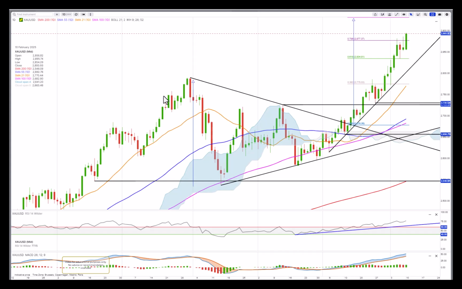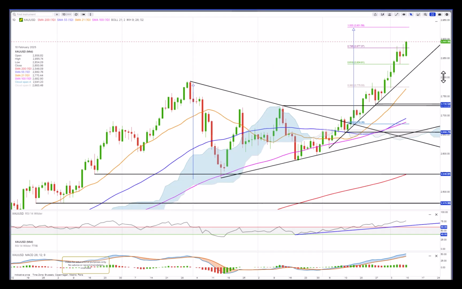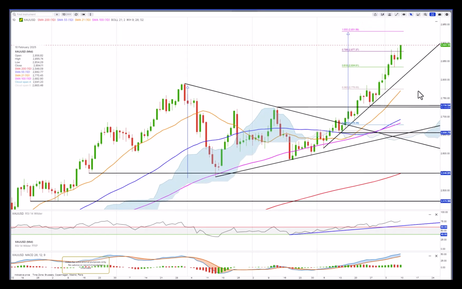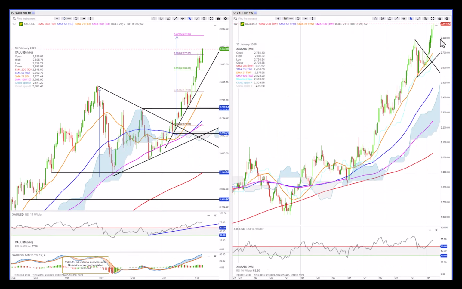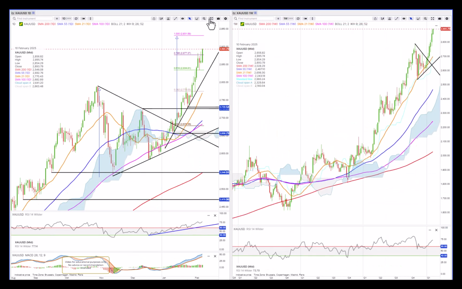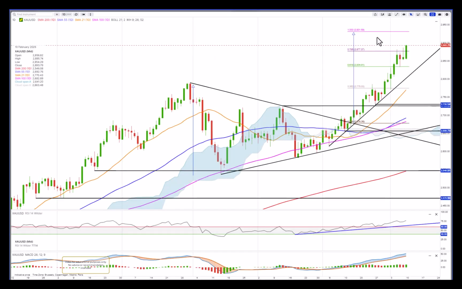On to gold and commodities. We have gold pushing higher and currently almost touching the 2900. And from this triangle-like pattern here, after a breakout, we indicated that we could see it up to 2930, 2932, and I think we are moving in that direction here. Also on weekly, we'll see how bullish it is. Really strong move on gold at the moment, and I think we'll reach that level fairly shortly.